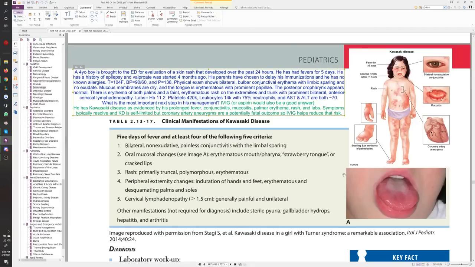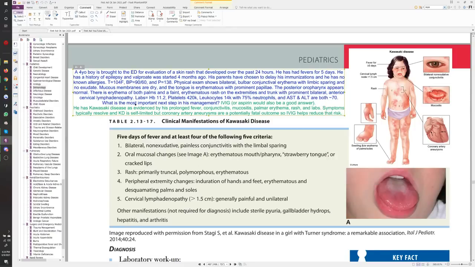Labs show you hemoglobin that's a little low, so slight anemia. Platelets are 420K, higher than normal, so that's thrombocytosis. And leukocytes of 14,000, with most of it being 75% neutrophils, right? So you have a lot of neutrophil chemotaxis happening. And then they also tell you AST and ALT are both about 70. So liver enzymes are also somewhat elevated.